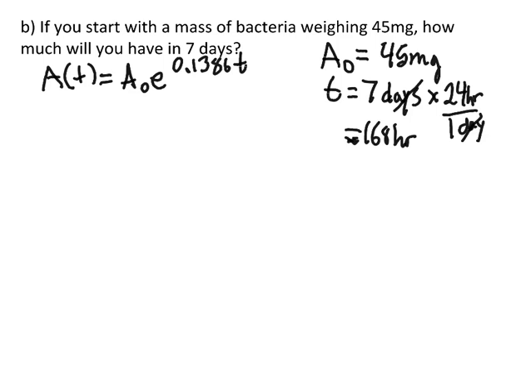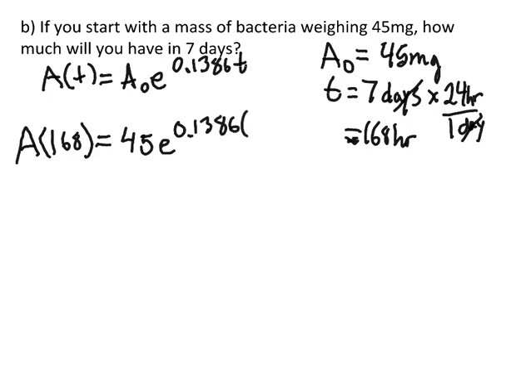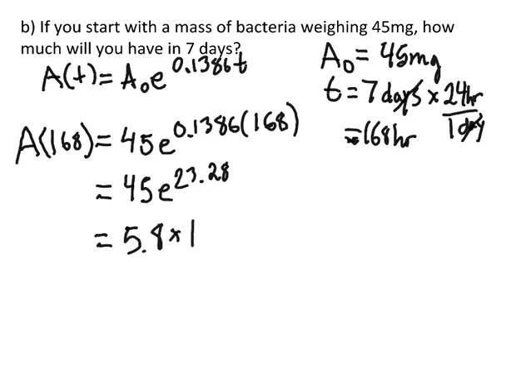I'm trying to solve for how much I have now. So that's A of t, or A at this 168 hours. So let's plug everything in. So A0 is 45 milligrams. We have e to the 0.1386 times t in the right units, 168 hours. Start by multiplying your exponent here. So multiply those out. My exponent becomes 23.28, and then do e to the power of that. And then multiply by the 45. And we get a huge amount of bacteria. We get 5.8 times 10 to the 11 milligrams of bacteria after 7 days.